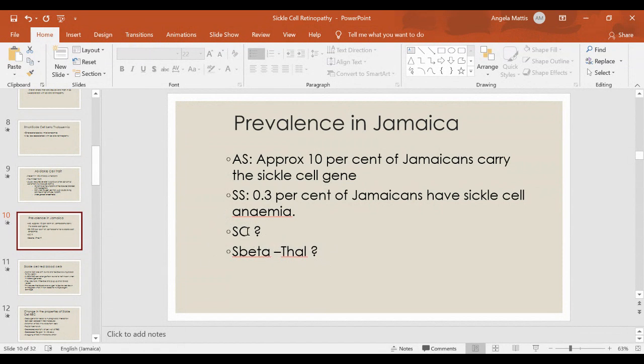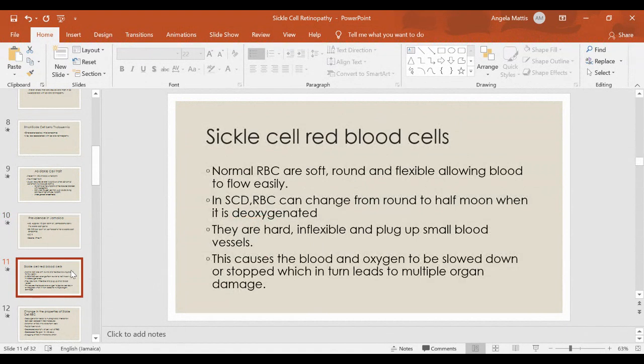Not sickle SC is probably about 0.2%, and beta thal, I'm not sure, but I certainly think it's similar to the US epidemiological quotations. So what happens with sickle red blood cells?